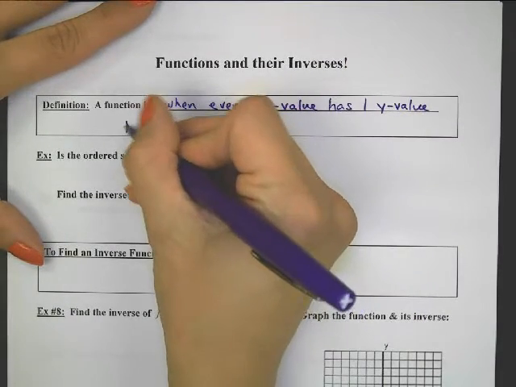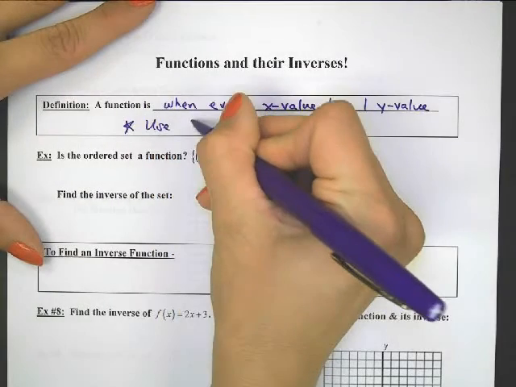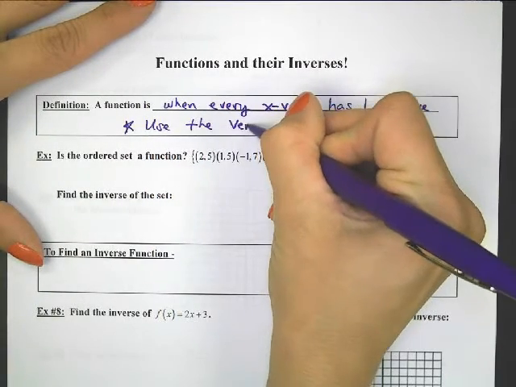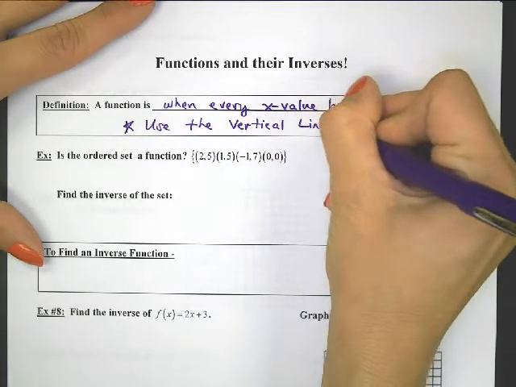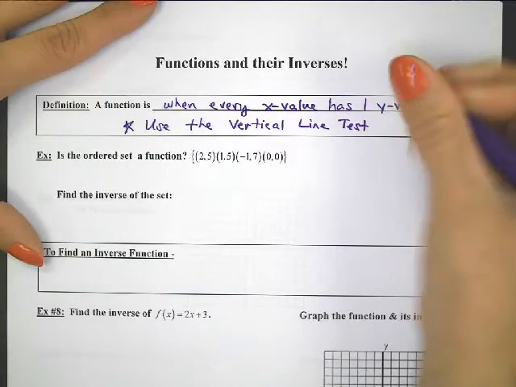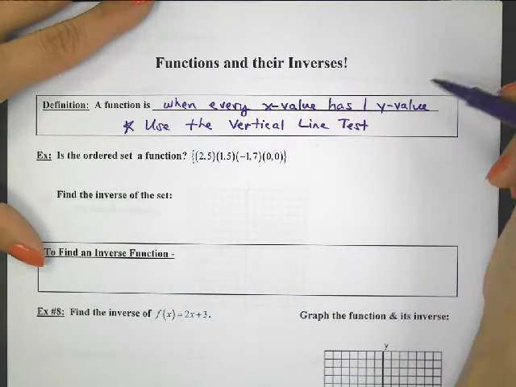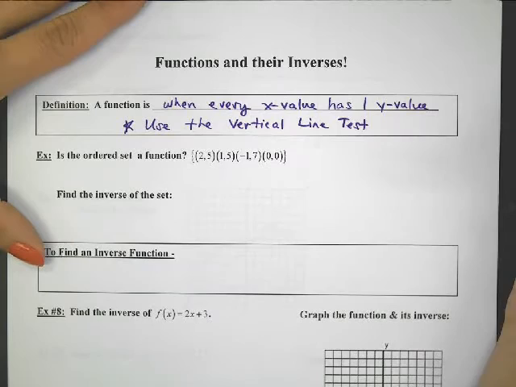And what you could do on a graph is you could use the vertical line test. The vertical line test will tell us, with every vertical line, that there's only one y value.